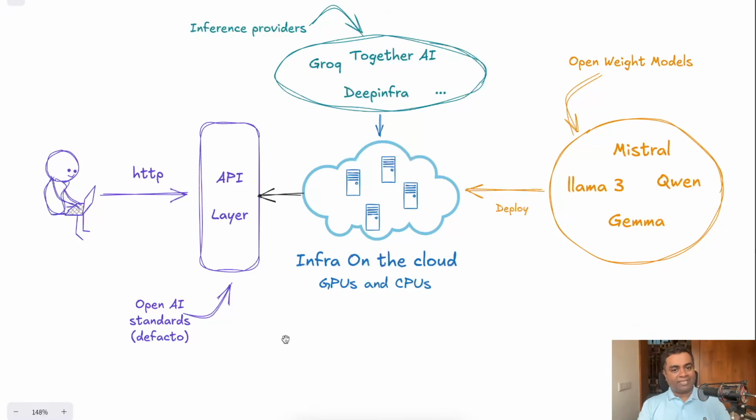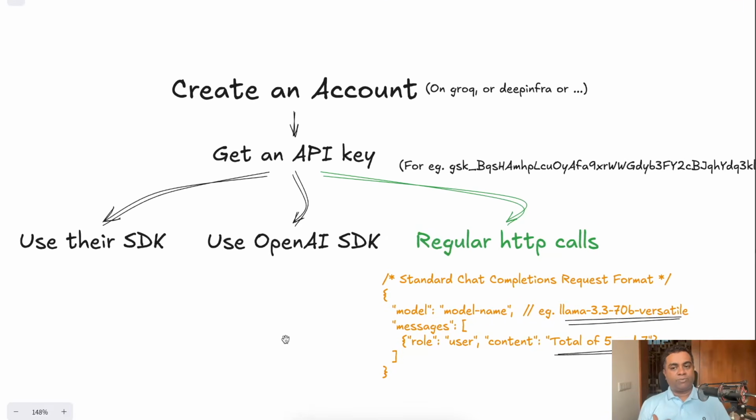Now, how do I get access to this? All of these inference providers have a standard way. You go there, create an account, get an API key, which would look something like this. And then they will expose primarily 3 different ways of accessing it. 1, use their own SDK. 2, use OpenAI's SDK. And 3, we can make regular HTTP calls.